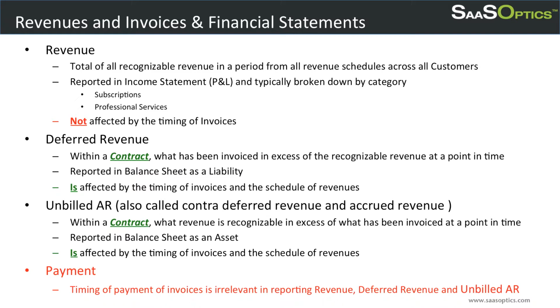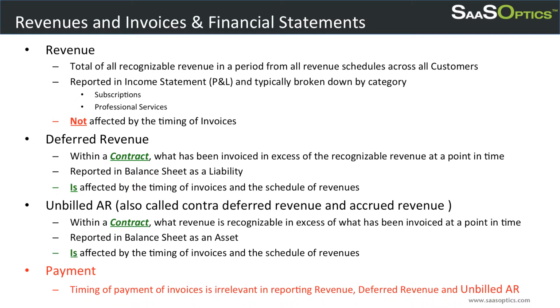Now, deferred revenue has a cousin called unbilled AR, which is also sometimes referred to as contra deferred revenue. You might see it referred to as accrued revenue. And this is the example I talked about where we are recording revenue and haven't even billed a client yet. So within a contract, unbilled AR is the revenue that is recognizable in excess of what has been invoiced at a point in time. Most subscription companies will say that they don't have this, and in reality, we find 90% in fact do have unbilled AR at some point in time.